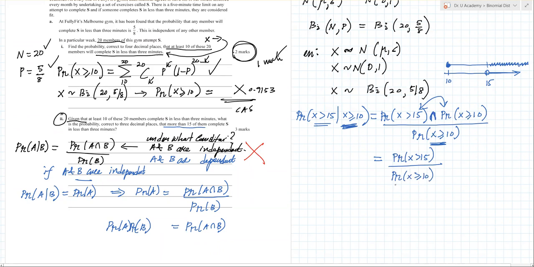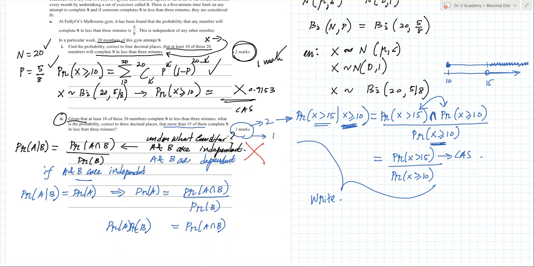Yeah. Okay. So this one. So now again, this one, CAS, right? What I'm saying is you can do CAS from here, but until this point, you have to write. That's why they have given you 3 marks. Probably 2 for your logic, for the formulation, and then 1 mark for the final answer.